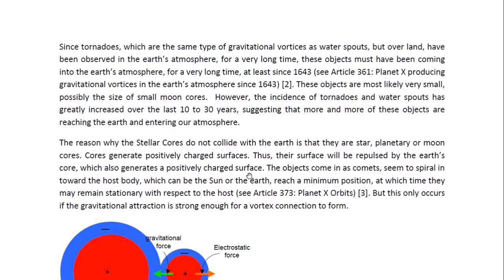Since tornadoes are the same type of gravitational vortices as water spouts, but over land, and have been observed in the Earth's atmosphere for a very long time, these objects must have been coming into the Earth's atmosphere for a very long time, at least since 1643. And for more details, you may look at Article 361 entitled Planet X Producing Gravitational Vortices in the Earth's Atmosphere since 1643. These objects are most likely very small, possibly the size of small moon cores.